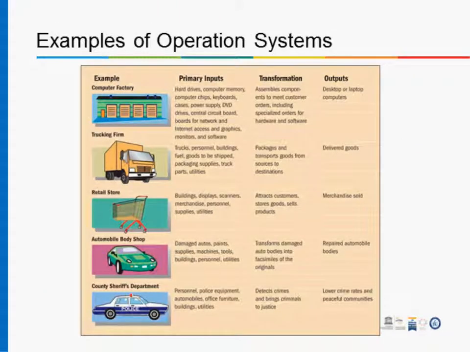Examples of operations management are like this. A computer factory, manufacturing computers using lots of parts, distributing trucks or retail stores, automobiles, and automobile service industries. Operations management can cover tangible products or intangible services, both of them.